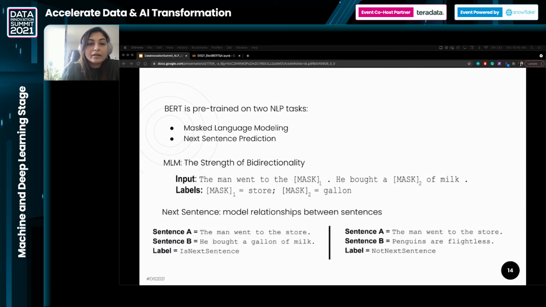And then there's the modeling of relations between sentences, saying: the man went to the store, and he bought a gallon of milk. Is this the next sentence? Does that make sense? Yes, the label is yes, it's the next sentence. Otherwise, it's not a next sentence.